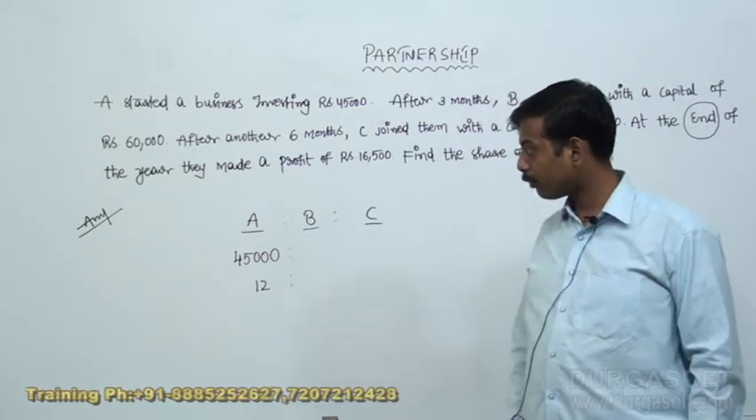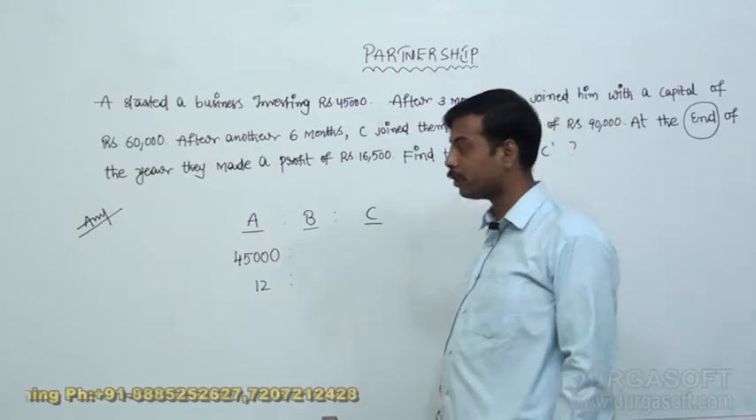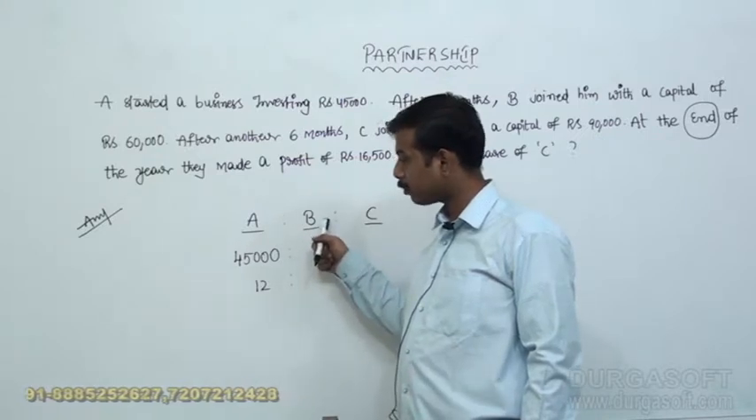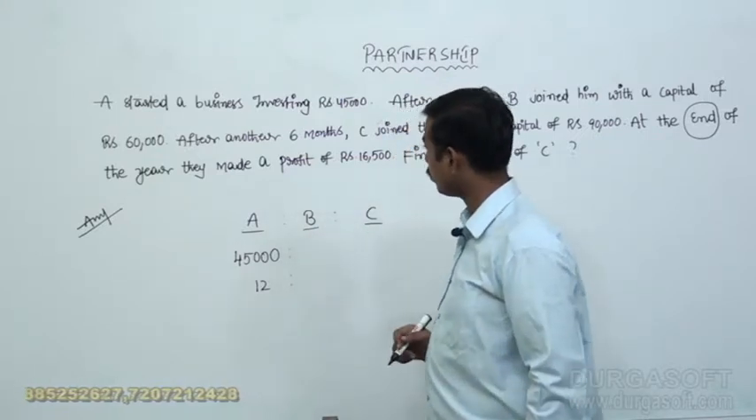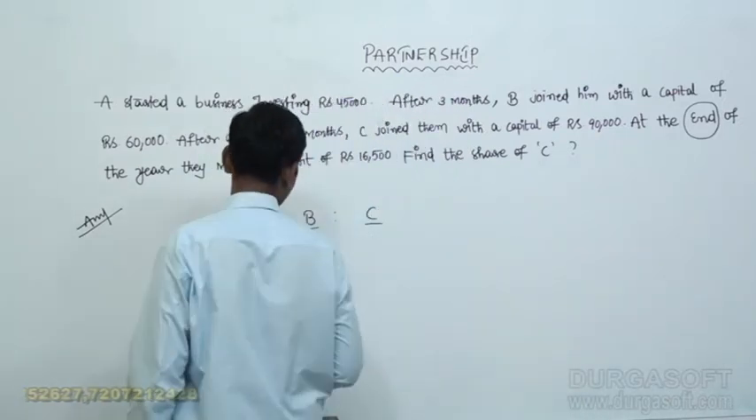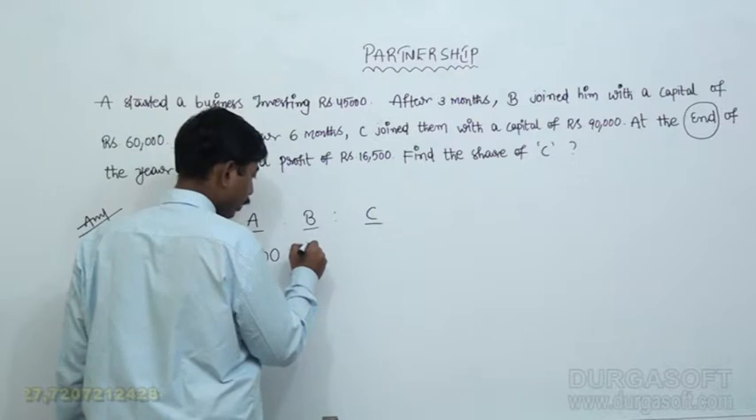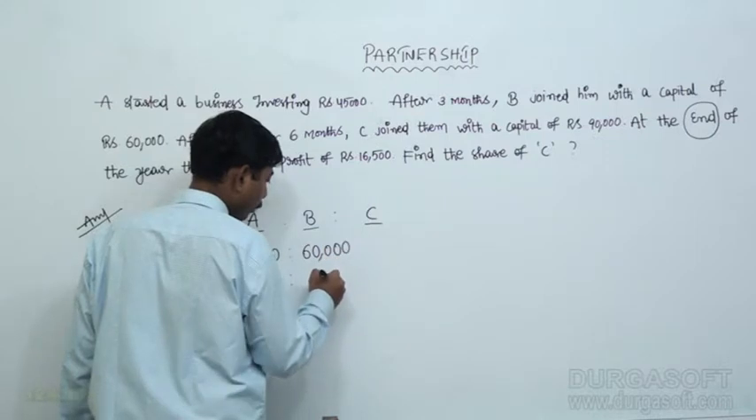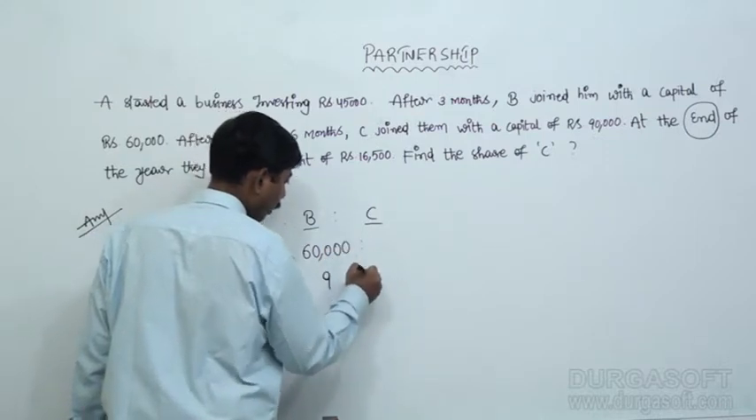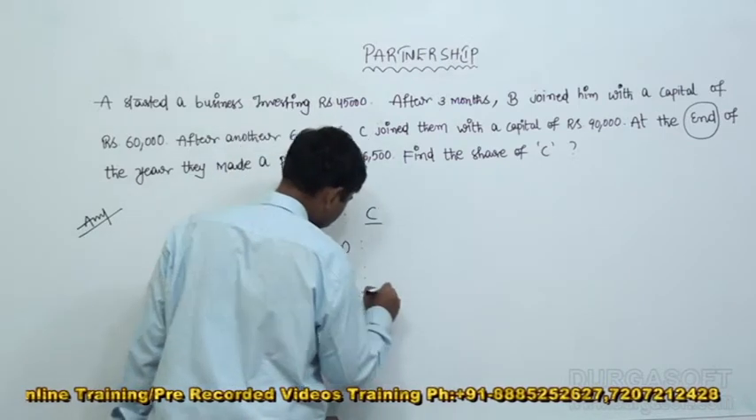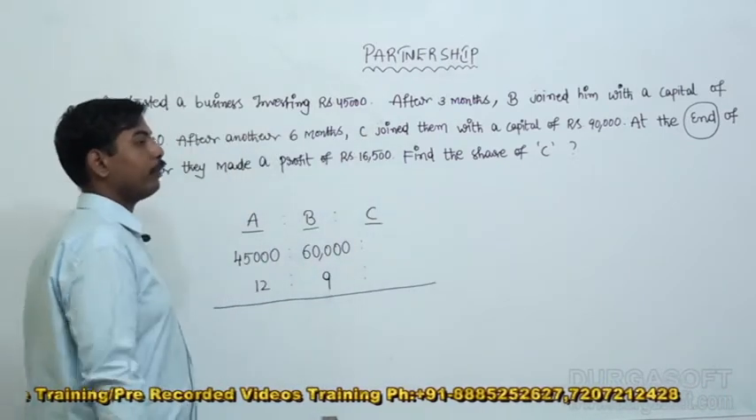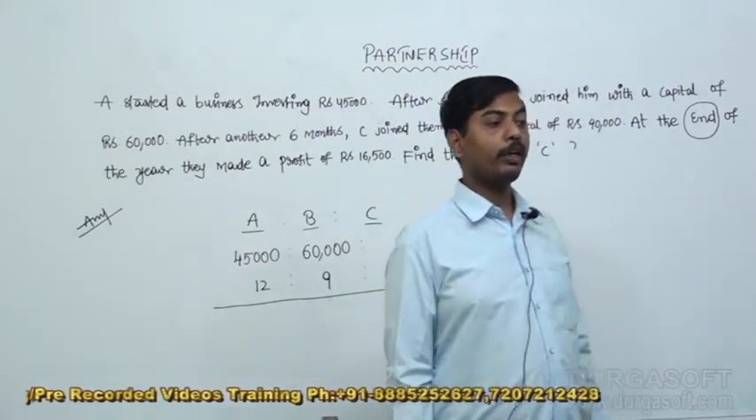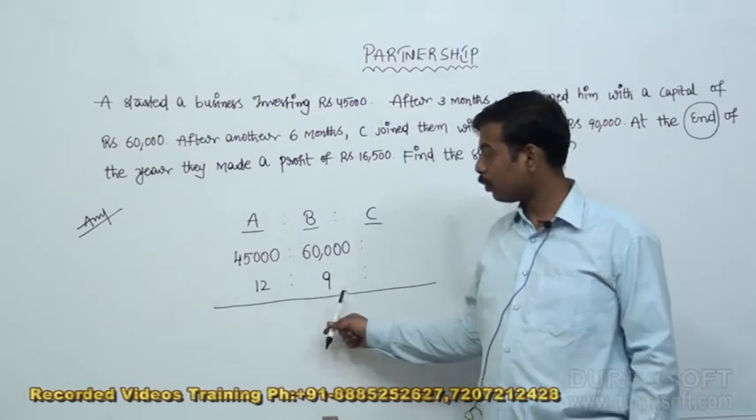A invested 45,000 rupees into the business for 12 months. How much did B invest? B joined the business after 3 months of A, which means B should be involved in the business for 9 months only. B invested 60,000 rupees into the business for 9 months.